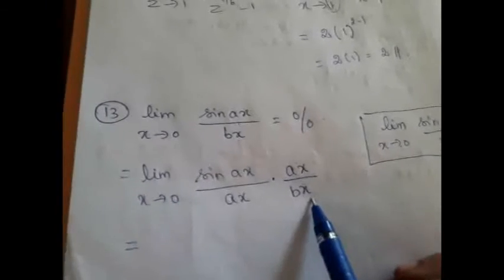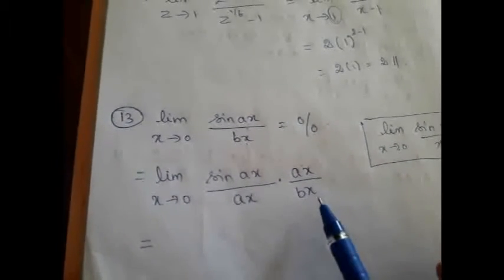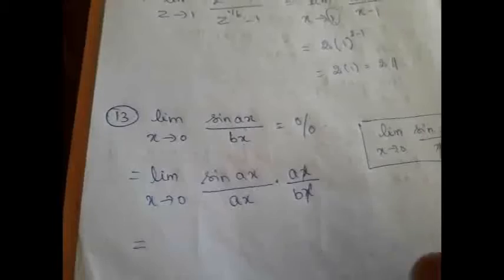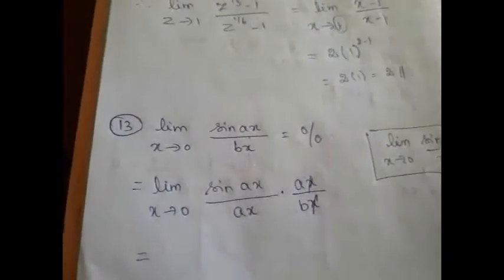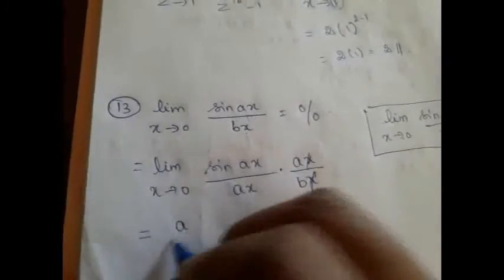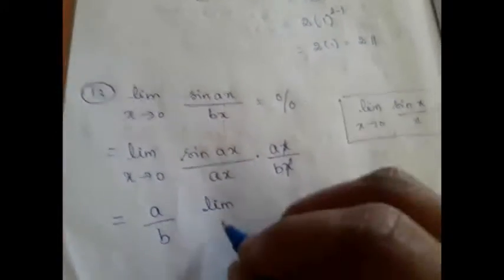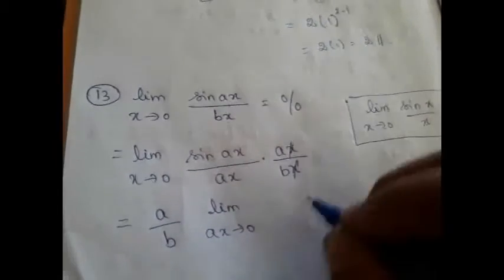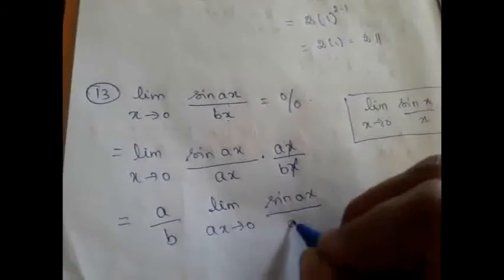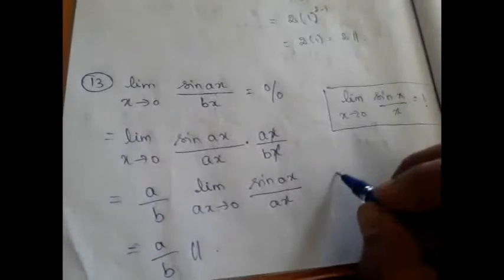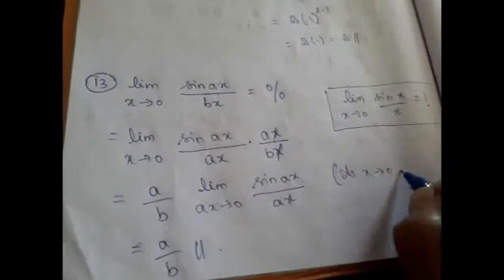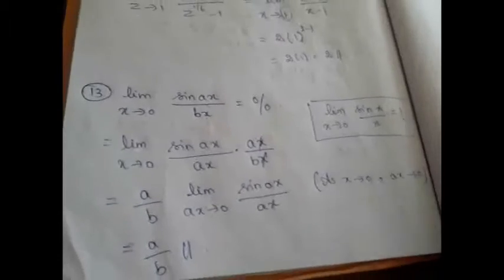Now what will happen? As per the algebra of limits, we can split. This x and x will get cancelled. Now this is like a scalar: limit x tends to 0 of lambda into f of x is lambda into limit f of x. So we can take this a by b outside, and as I told you, as x tends to 0, ax also tends to 0, so sin ax divided by ax, we can apply this result, which is equal to 1. So a by b is your answer. Here you can write: as x tends to 0, ax will also tend to 0.